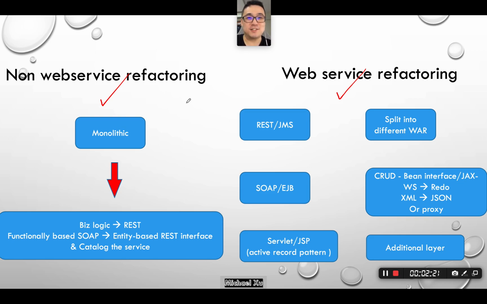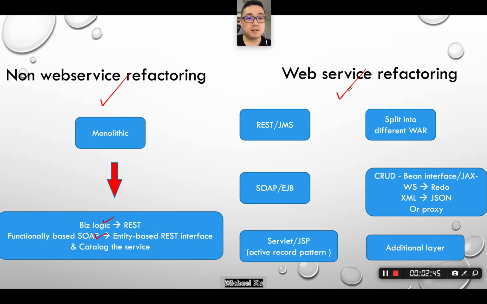Sometimes you can just simply build everything from scratch on the cloud. It will be more cost effective. Or if you want to take the long route, you want to change some of the business logic to a RESTful one. You want to convert the functional based SOAP into an entity based REST interface, and you use a tool called Swagger, right, to catalog the services. So this is one way.